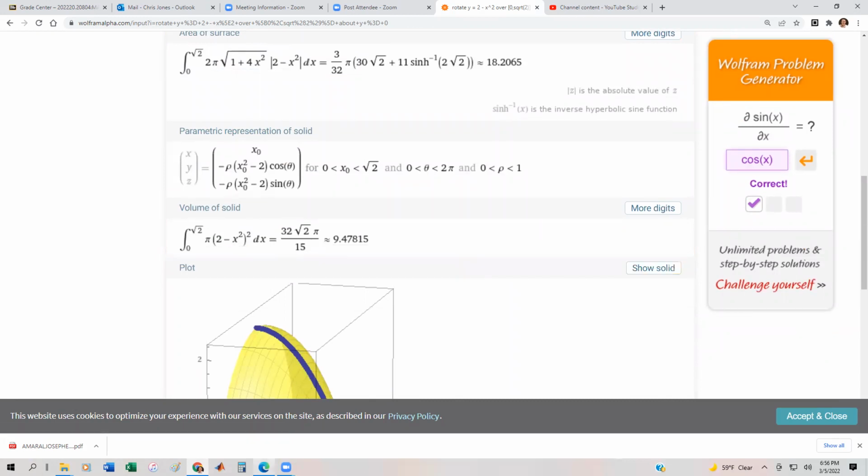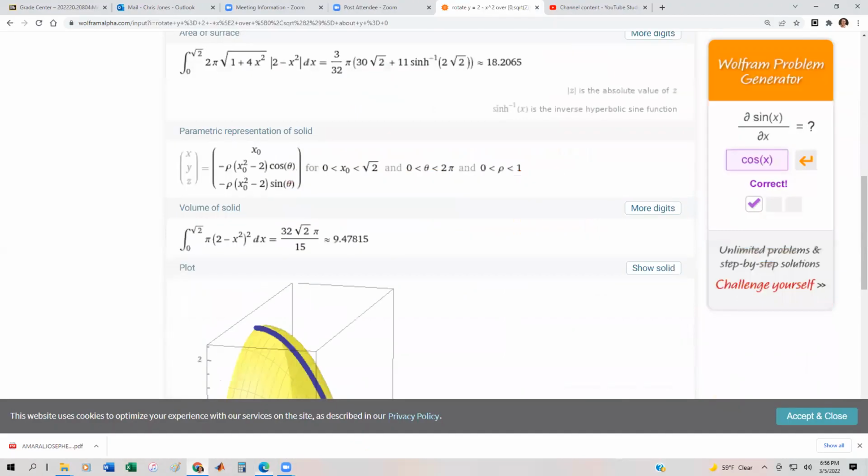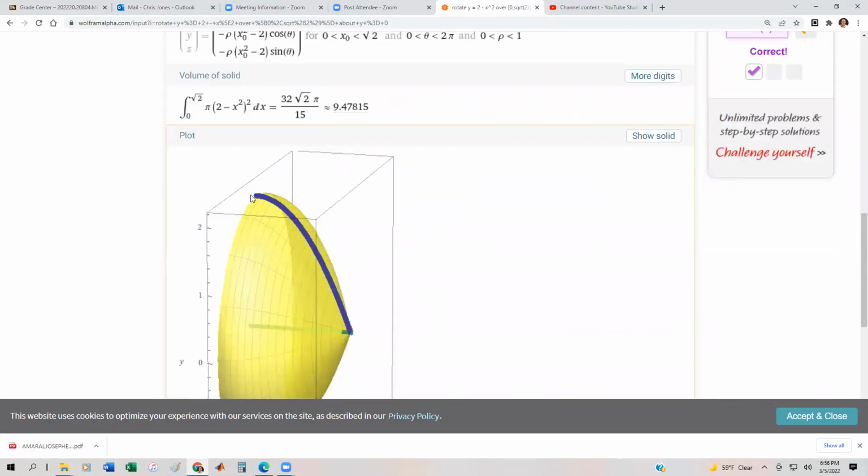Okay, and if you guys recall, that is precisely what we got. I just reordered it a little bit differently than Wolfram did. So Wolfram's smart, but doesn't necessarily put it in the same order that we do because it can't predict it. Okay, and then also what it does, remember this was our curve.